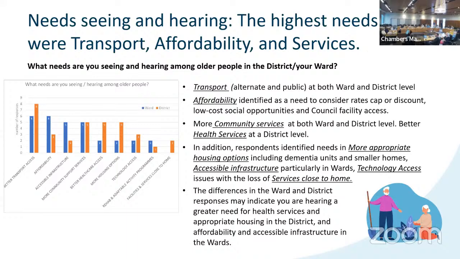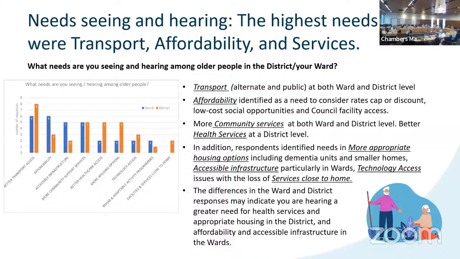Right, so the first question was, what needs are you seeing and hearing among older people in the district and your ward? So transport was a huge issue at both ward and district level that you reported hearing from people. You also identified affordability and cost of living, and that was more at the ward than the district. And you mentioned low-cost social opportunities and council facility access. The other thing that you mentioned was more community services at both the ward and district level, but in terms of health services, better health services was more at the district level.